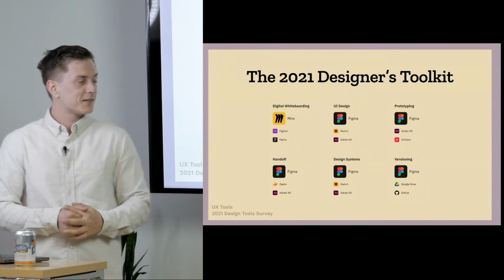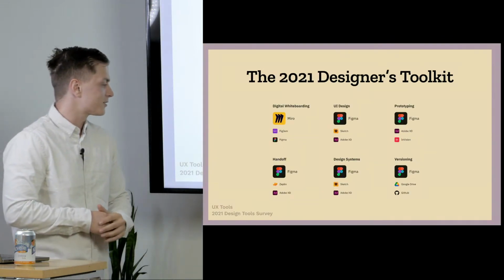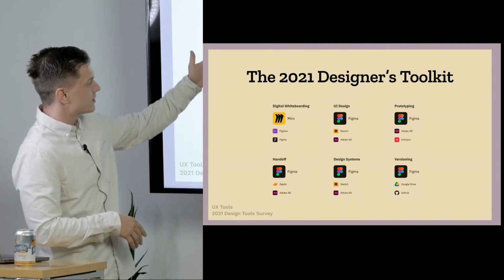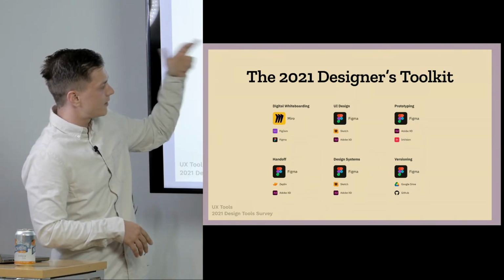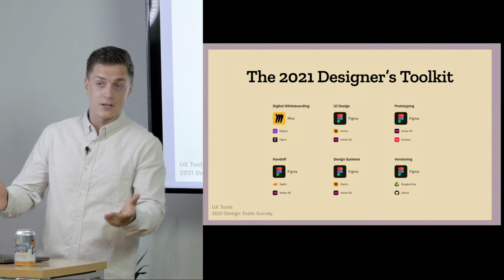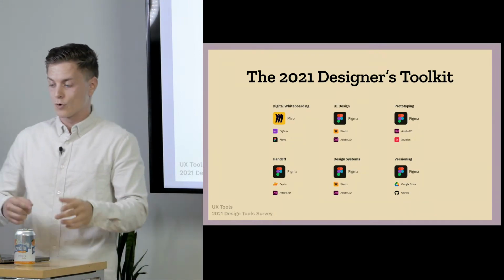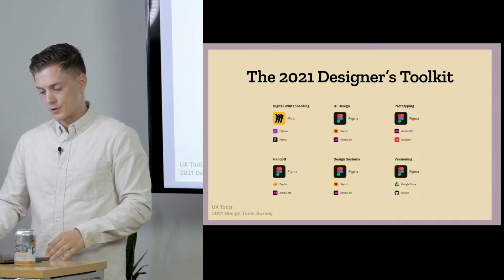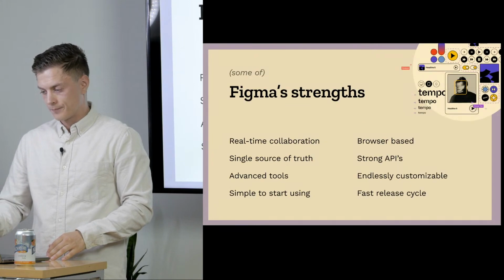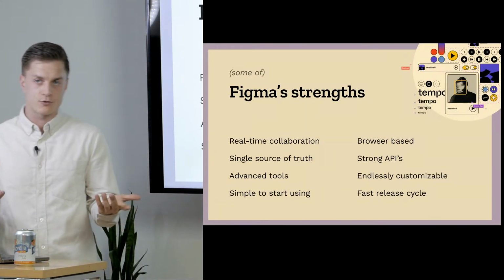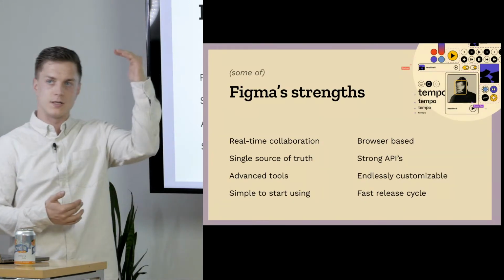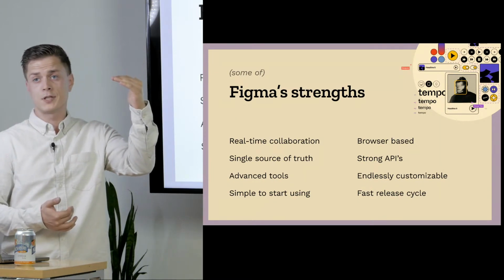And so if we look at the summary of this survey, Figma rules in all categories except digital whiteboarding, but even there we have it as number 2 and 3, because they have FigJam, of course, nowadays, which is their whiteboarding solution, which is really nice. And so, what are some of the Figma strengths that I believe cause it to be up high and really sets it apart from the competition?